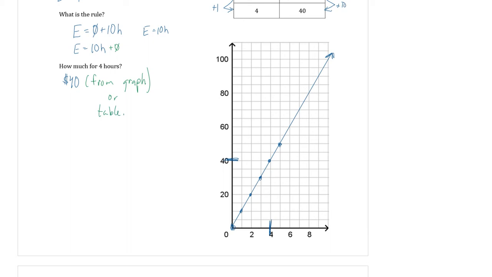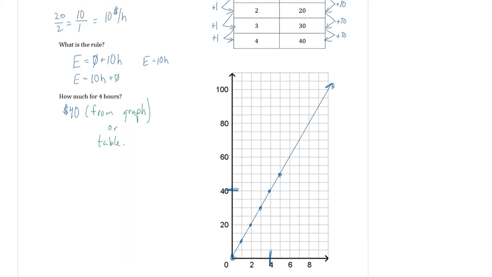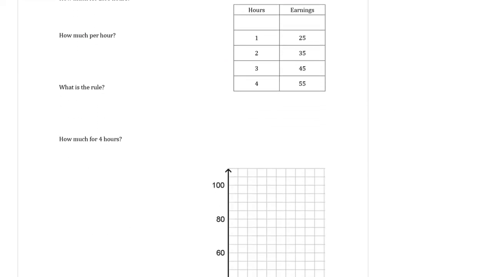But I can also use the rule, and the rule is important because if it's not on the graph or if it's not in the table, if it goes too far, or if it's just not one of the values that's in there, the rule will always work. So E equals 10 times 4 for 4 hours. 10 times 4 is 40, and that gives me the same answer. Okay, $40. So all 3 ways, sometimes I can use the table, sometimes I can use the graph. The rule will always work. So it's a good one to know how to use as well.